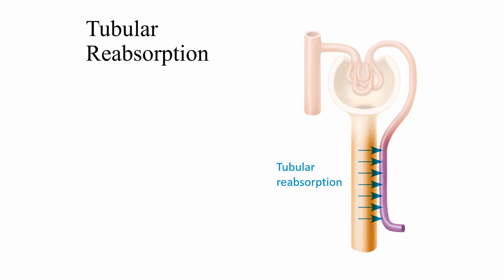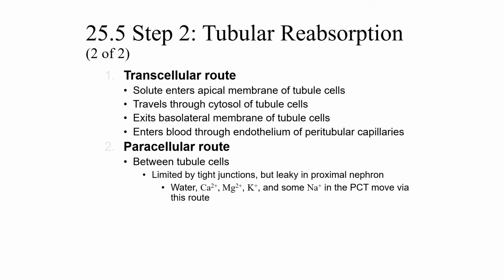We're looking here at the tubes, and things are moving out of the tube and into the capillary system. Transcellular route. So basically the solute is going to enter at the top of the tubule cell. It travels through the cytosol and it exits at the bottom, the basement membrane of the tubular cell, and then it's going to enter the blood through the peritubular capillaries. That's transcellular. That sounds a lot like absorption of nutrients in the gut.